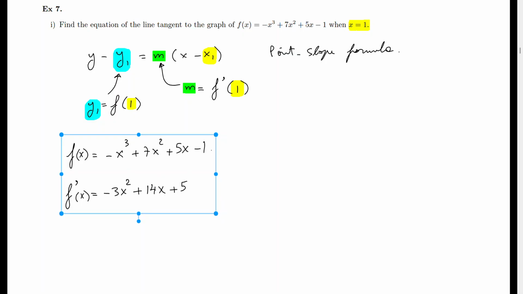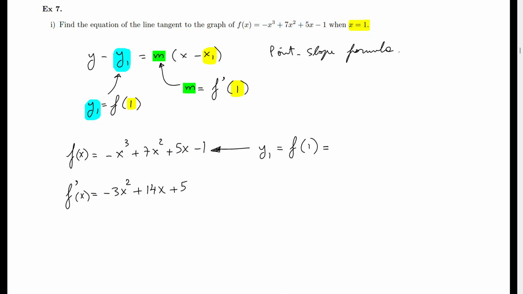The reason why they're useful is because we want y1 next. And so how do you get y1? You put 1 into the original function. So if I put 1 into all the x's, I get negative 1 cubed plus 7 times 1 squared plus 5 times 1 minus 1. So I'm putting 1 into all the places where there was an x, and that's because the given x value is 1. And you'll need your calculator, or if you don't want to use a calculator, it's fine. You can find the answer just by hand.